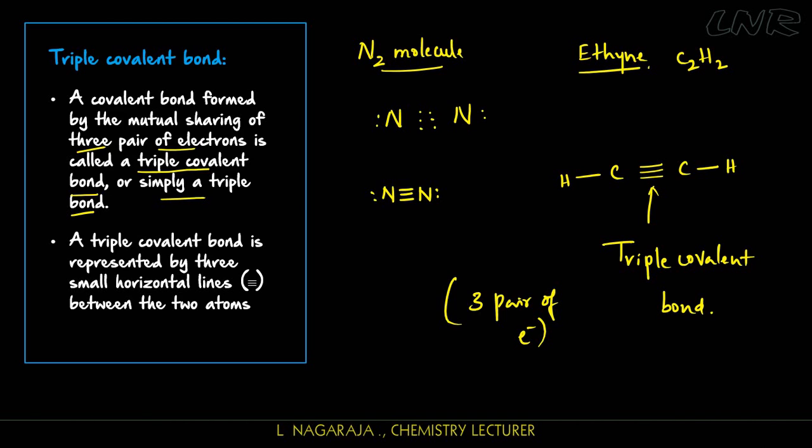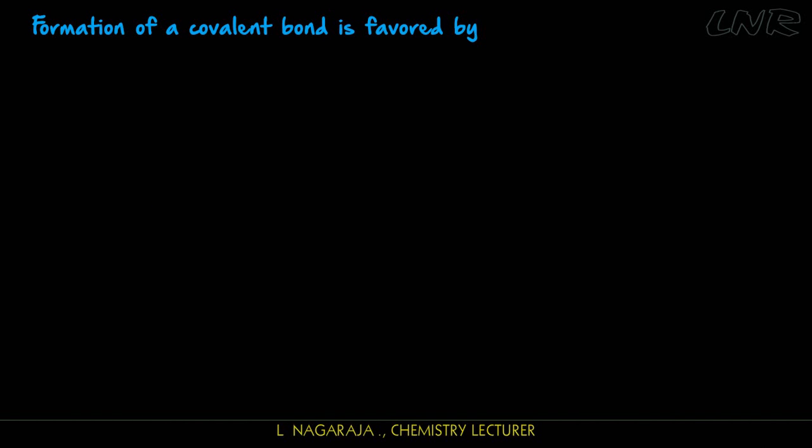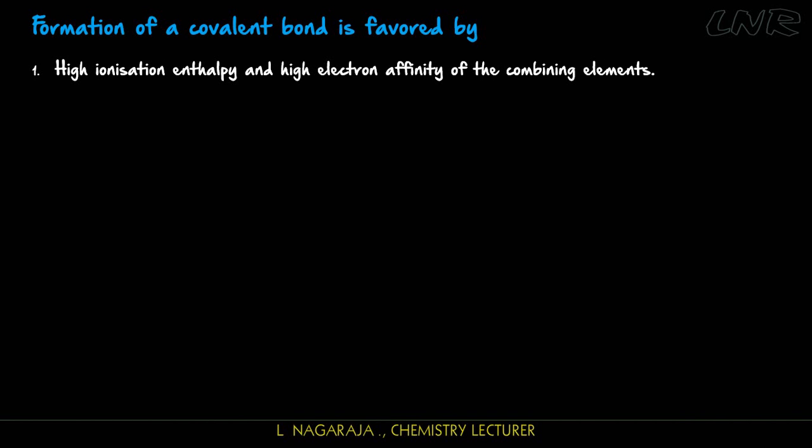Next, let us see what are the factors which are favorable for the formation of covalent bond. Mainly there are three factors which are favorable for the formation of covalent bond. First, the combining atoms must have very high ionization enthalpy and very high electron affinity. Let us see what is meant by ionization enthalpy and electron affinity. In the previous class we already studied ionization enthalpy and electron affinity in the factors favorable for the formation of ionic bond, right?